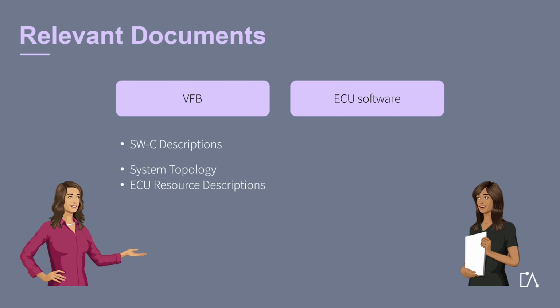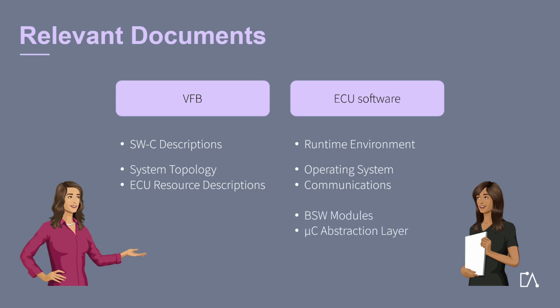For the description of the ECU software, the runtime environment is very important, because it is the realization of the virtual functional bus. The operating system and the communications are equally important. The basic software and the microcontroller abstraction layer are very important for the communication with the hardware. And the software components are described in the software component descriptions.